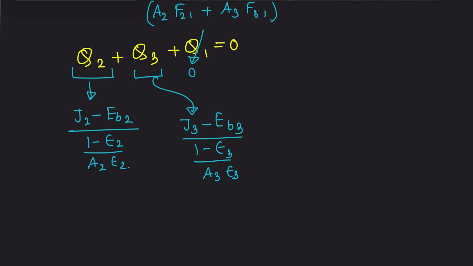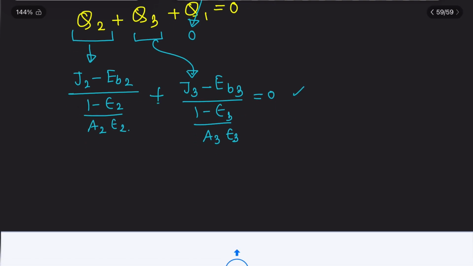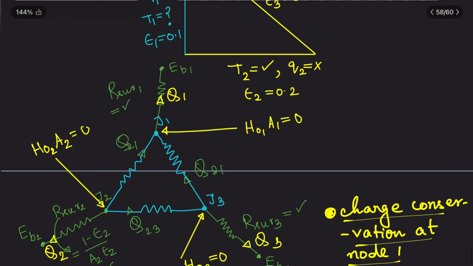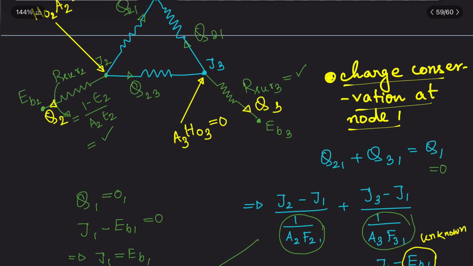Okay, so I need just one more equation for J2 and J3. So this is one equation for J2 and J3, that this plus this equal to 0. I need one more equation. So okay, I will not use this thing. I will solely use just this network.